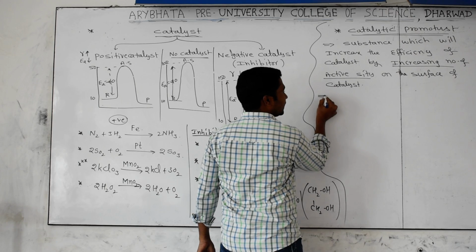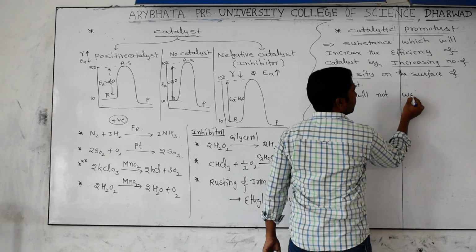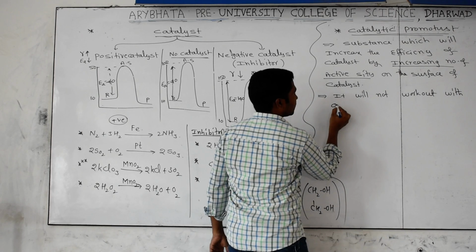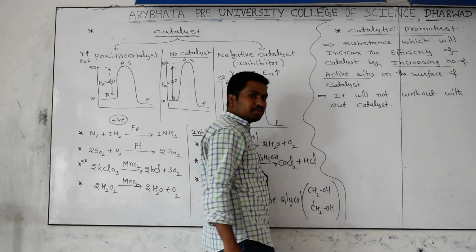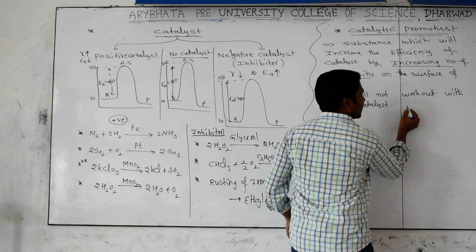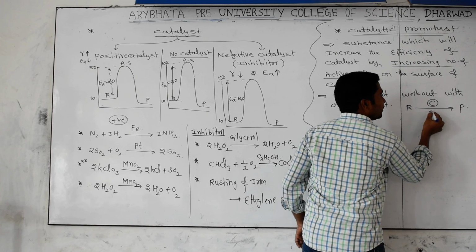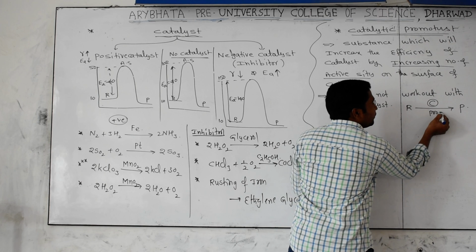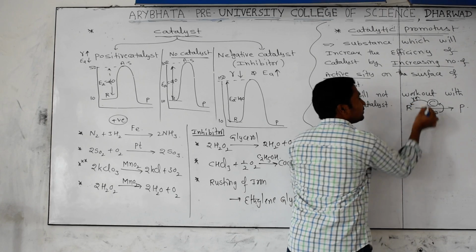And one more thing I want to tell: it will not work without a catalyst. What is the meaning of this? Anybody can explain? It will not work without a catalyst. For example, you have a chemical reaction where reactants are converting into products. A catalyst is there, and there we are using a promoter. What will the promoter do? It will increase the efficiency of the catalyst. Then the catalyst will show its effect on the rate of reaction.